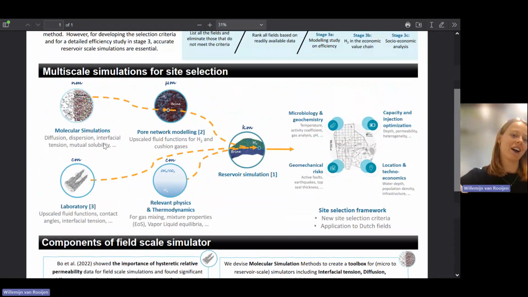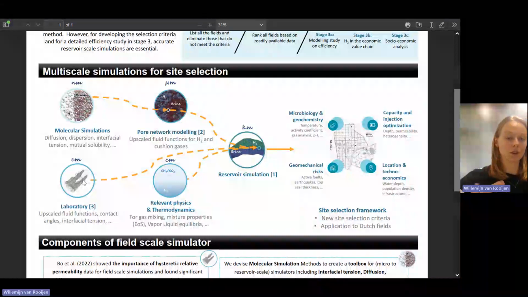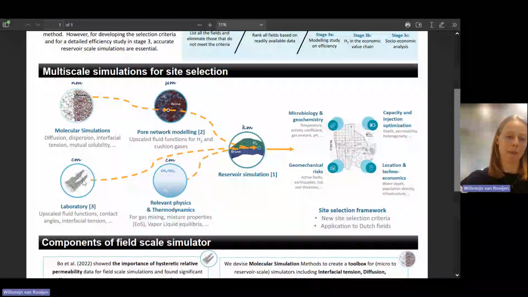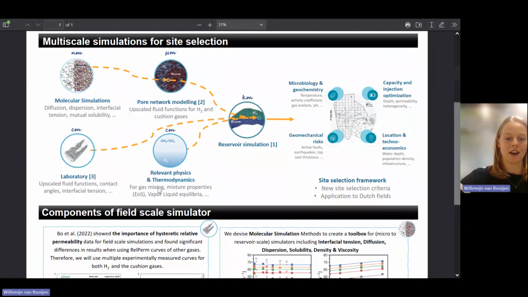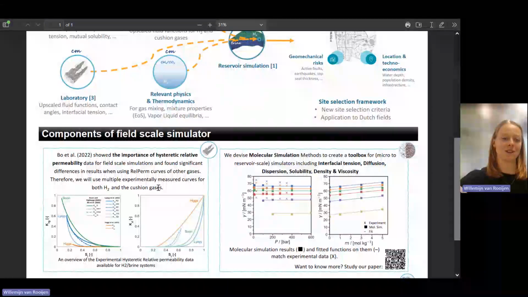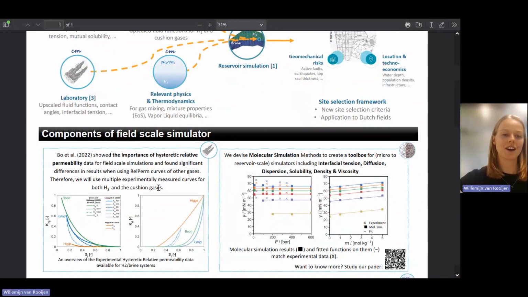Well, of course, this is very useful for the very small scale properties, like nanometers is the scale that we look at. But if we look at larger scale properties, like the core scale range, like the centimeter scale, we do need laboratory measurements. And from literature, we know that hysteretic relative permeability data and also capillary pressure data is very important. We saw some examples of how it can differ if you use generic relative permeability data, or if you focus on the wrong gas, for example.